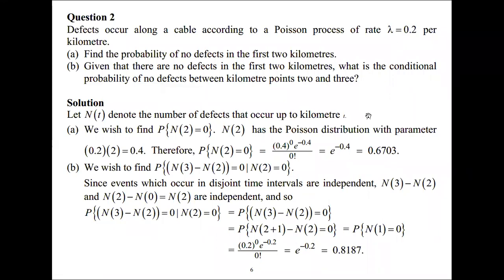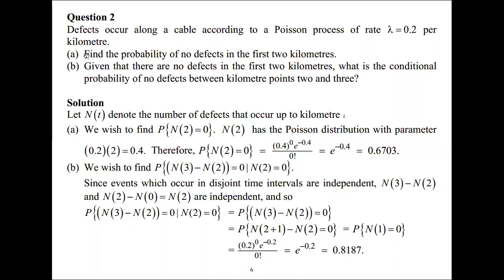Good. So what does A say? Let's start answering the question. First we say let N(t) denote the number of defects that occur up to 1 kilometer t. The t is small here, I didn't make it big, so later you can make it big. So N(t) denotes the number of defects that occur up to kilometer t.